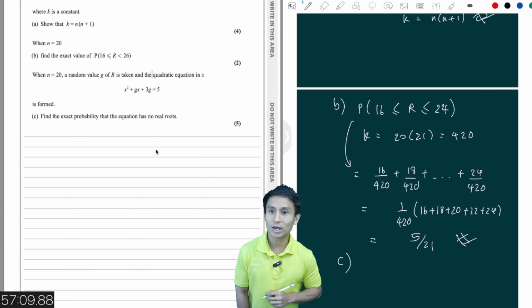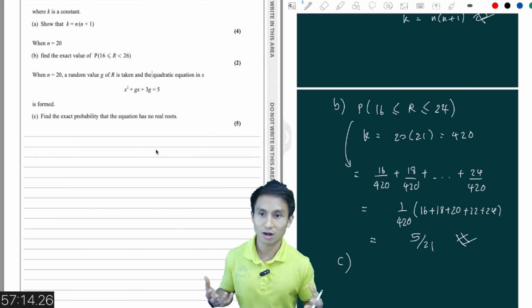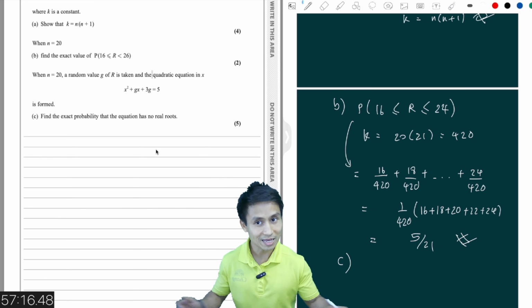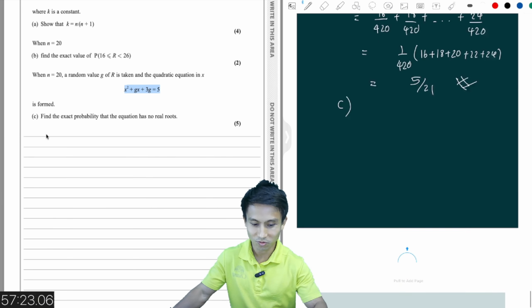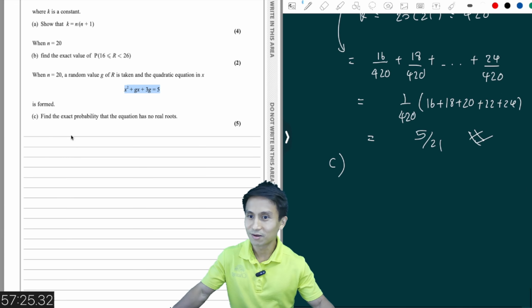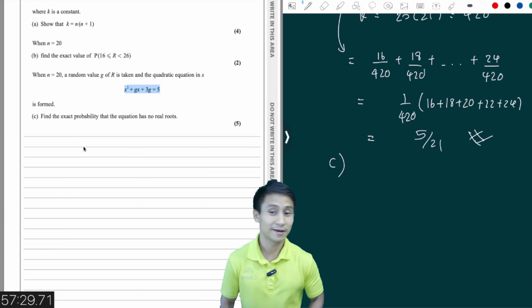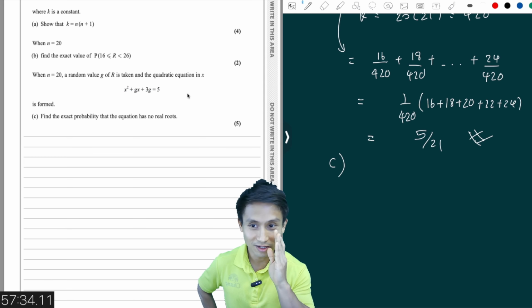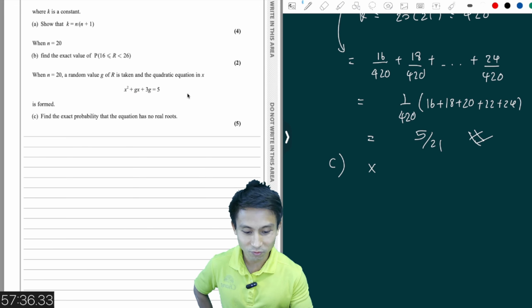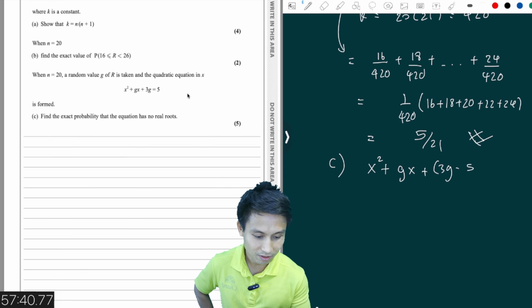Part C. When n equals 20, same value, a random value g of r is taken and the quadratic equation in X is formed. Okay, weird. Let's see. Find the exact probability that the equation has no real roots. Okay, so has no real roots. We're just going to go with the flow here. The quadratic equation, if we change that a little bit, is going to become this. Yeah.